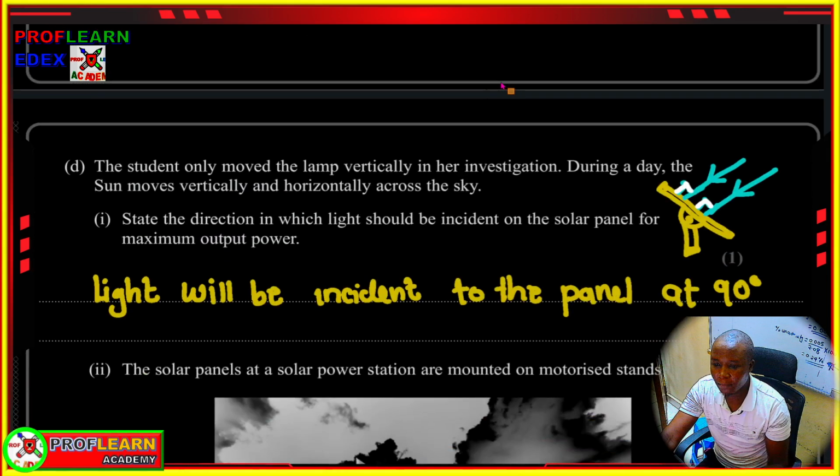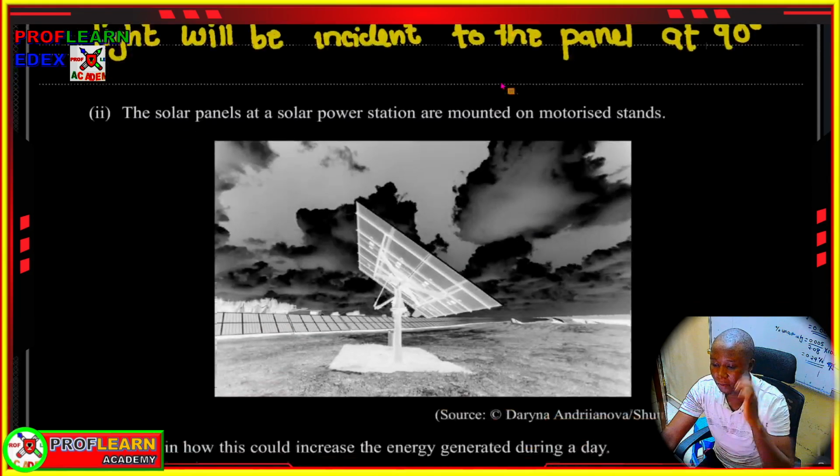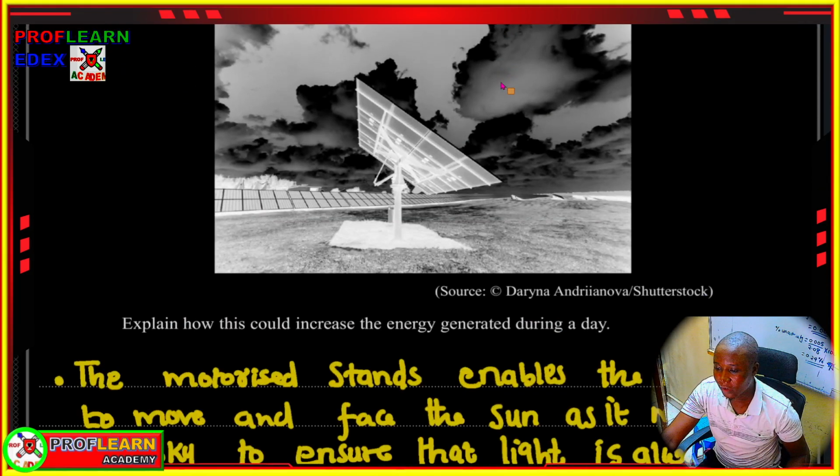We are also told in part D that the student only moved the lamp vertically in our investigation during the day. The sun moves vertically and horizontally across the sky. State the direction in which light should be incident. That's at 90 degrees. That's when it will be incident and it will give maximum input. Explain how this could increase.